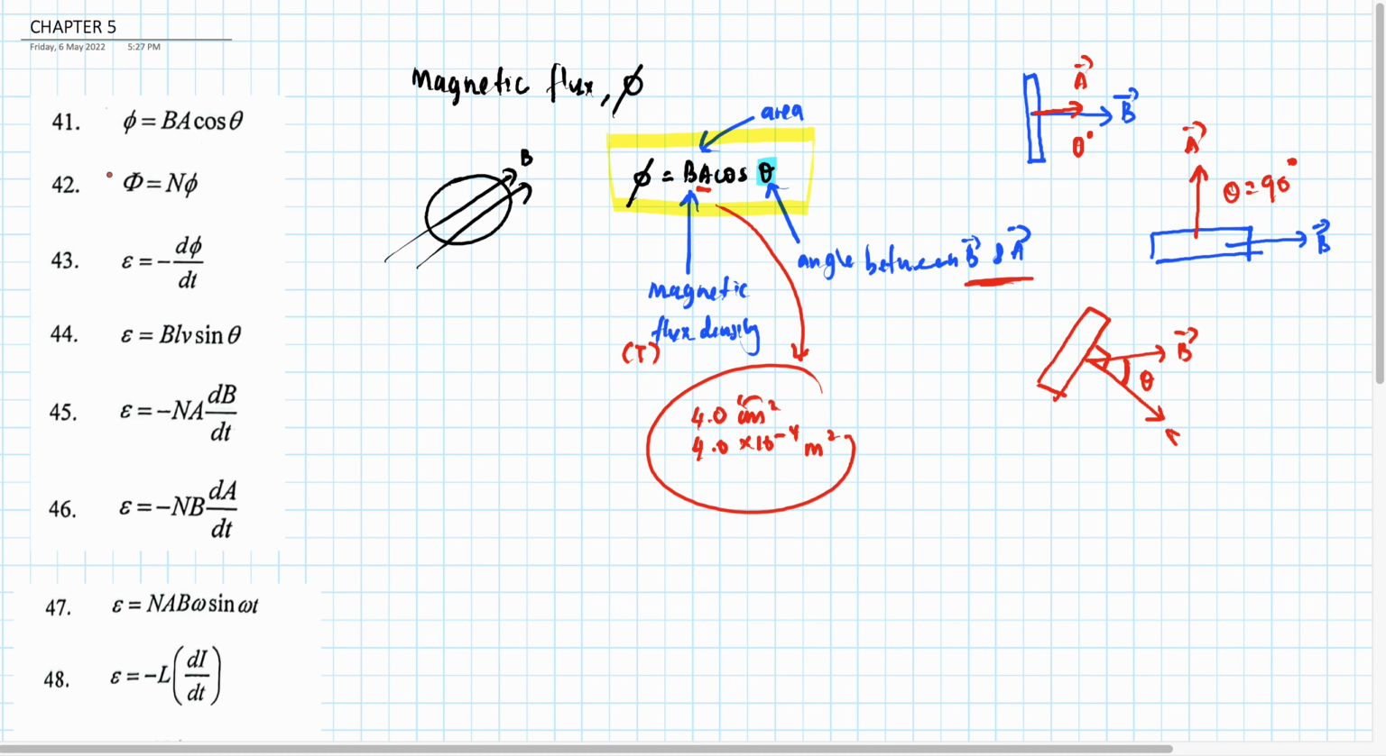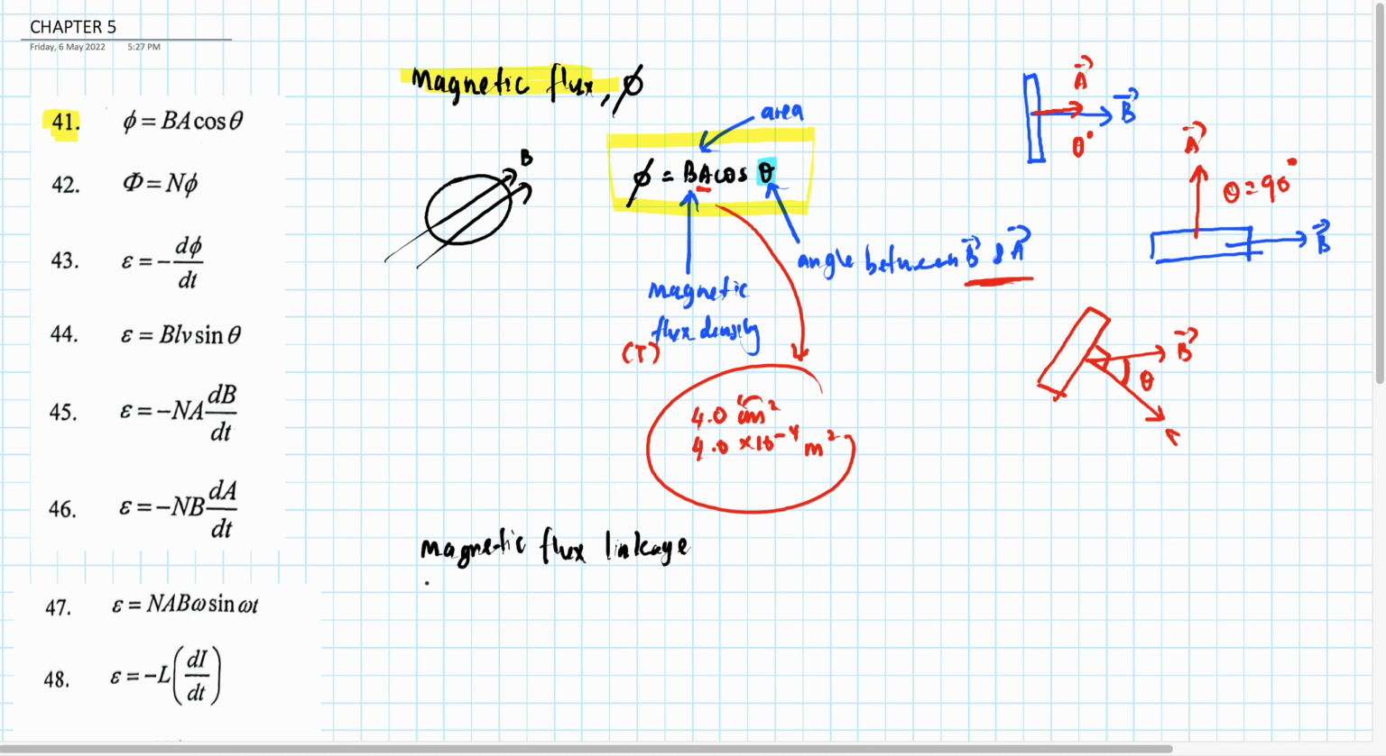So magnetic flux is the first equation for this chapter, which is equation 41. Equation number 41 is for your magnetic flux. And the next one is for magnetic flux linkage.